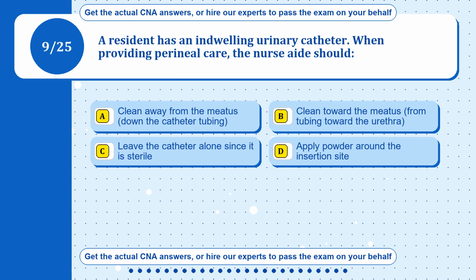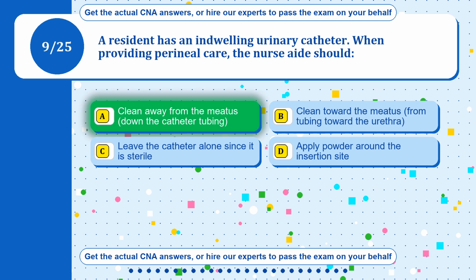Question 9. A resident has an indwelling urinary catheter. When providing perineal care, the nurse aide should: Option A, clean away from the meatus, down the catheter tubing. Option B, clean toward the meatus, from tubing toward the urethra. Option C, leave the catheter alone since it is sterile. Option D, apply powder around the insertion site. The correct answer is option A, clean away from the meatus, down the catheter tubing.